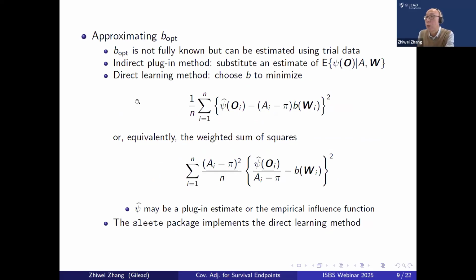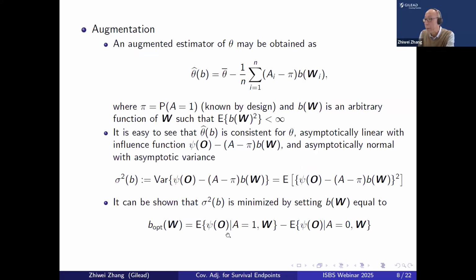There are two ways to estimate the optimal augmentation function. One is an indirect plug-in method, and the other one is a direct learning method. In the indirect method, basically, we first estimate this conditional expectation and then plug it back into this expression here for the optimal augmentation function, right? That's why it's called a plug-in method.